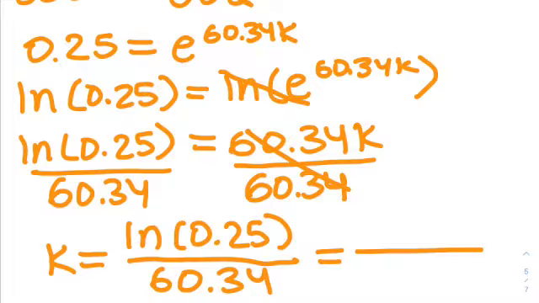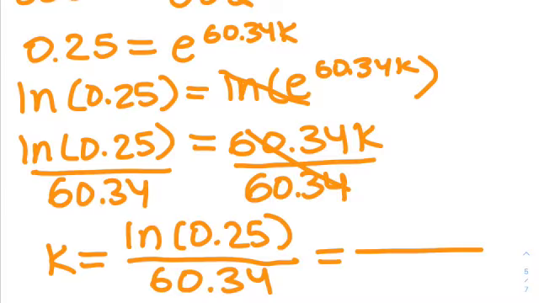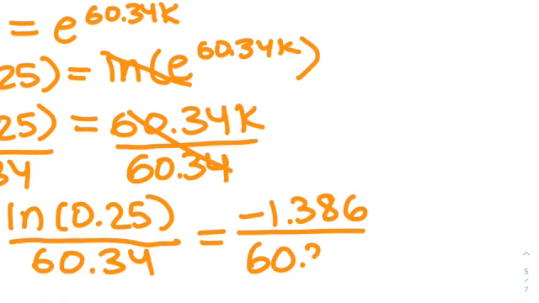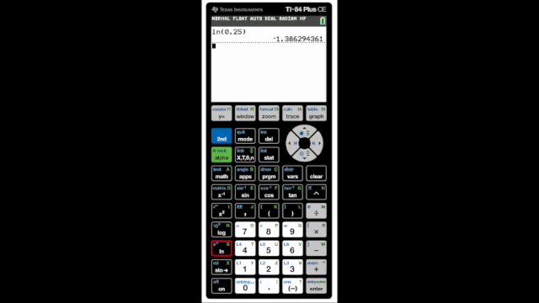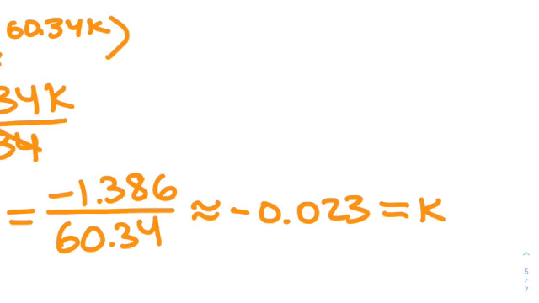Okay, next step is let's take out our calculators and calculate ln of 0.25. Okay, when we do that, we get negative 1.3. I'm going to go to the thousandths place because that's what it's in the question. Okay, we take that number, divide that by 60.34, and we get an approximate value of negative 0.023. Okay, and that value is equal to k.